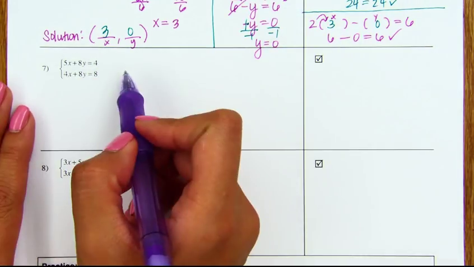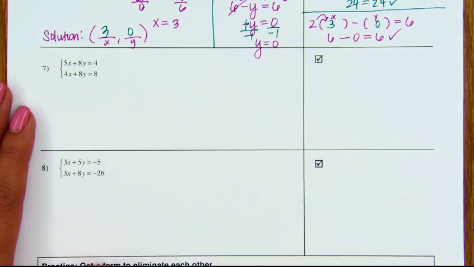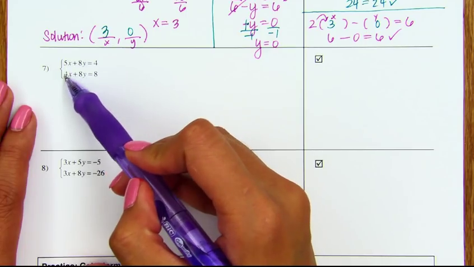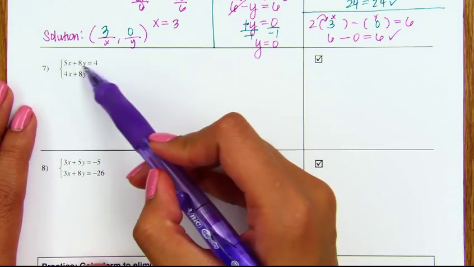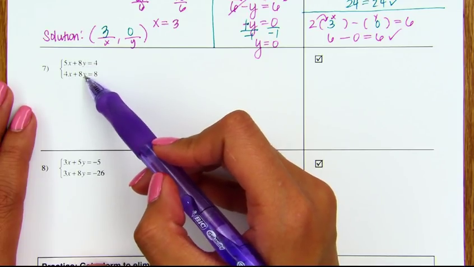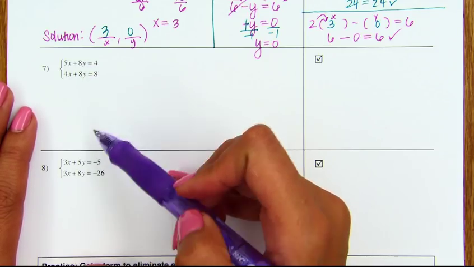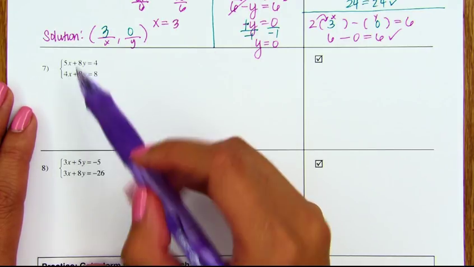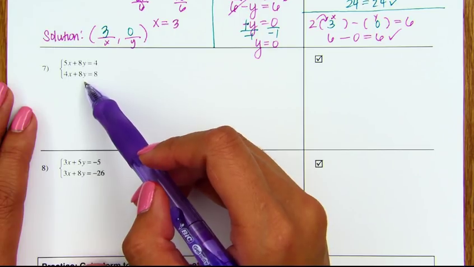Here, can I eliminate anything? The answer is no. These won't cancel out because 5x plus 4x is 9x. And these, despite what you may think, do not cancel out either. 8y plus 8y is 16y. So now it's just a matter of, okay, well, I have to eliminate one of them. Since they're both positive, let's make one of them negative.